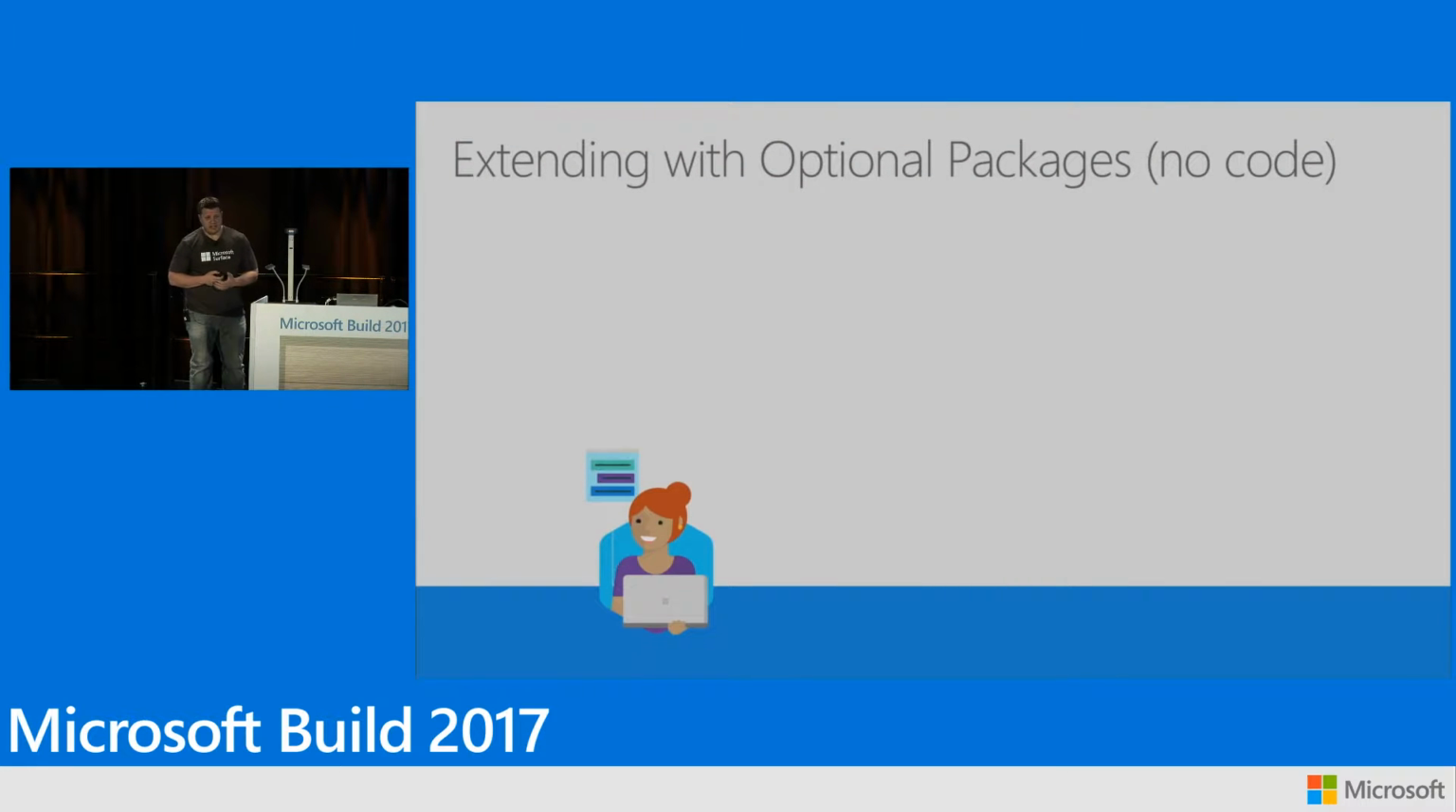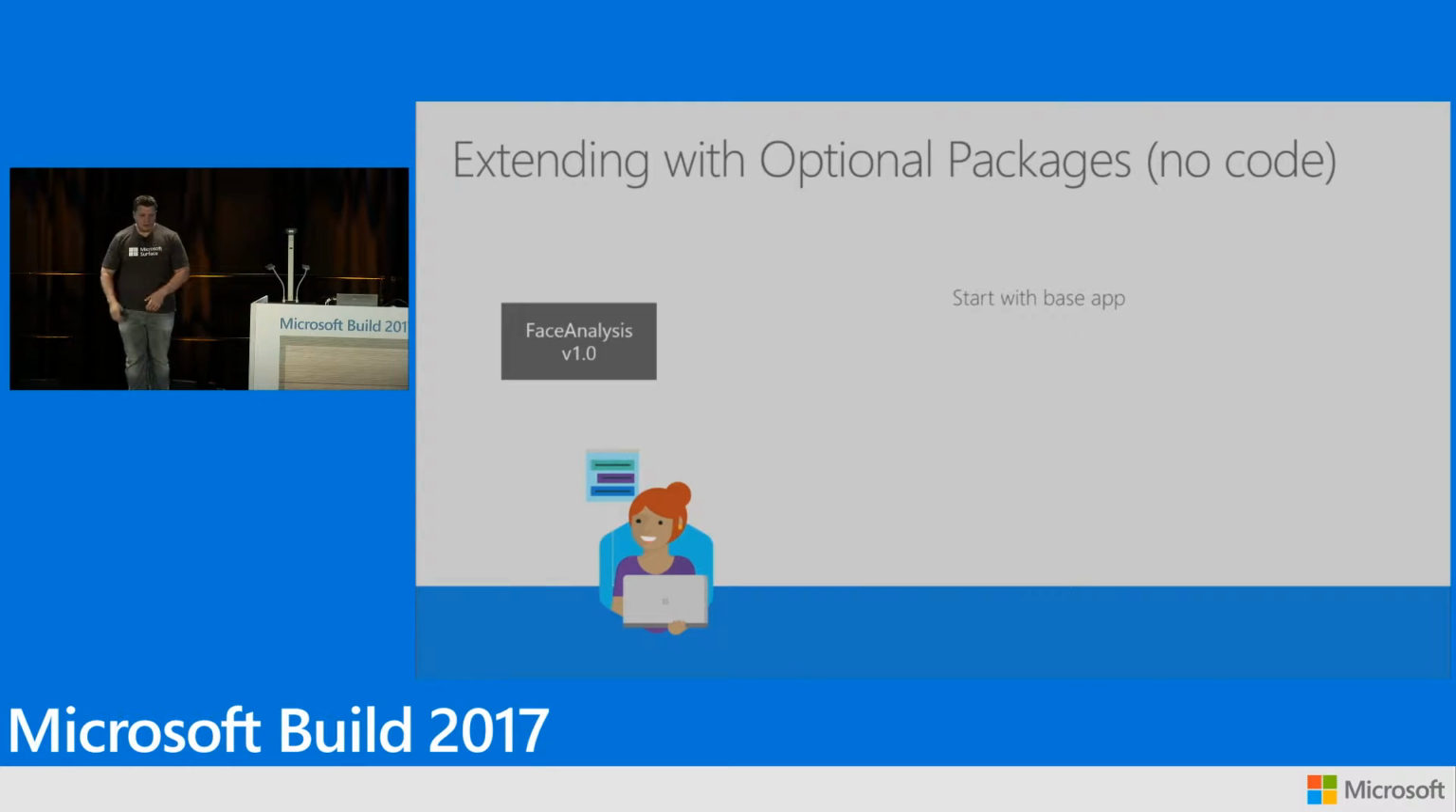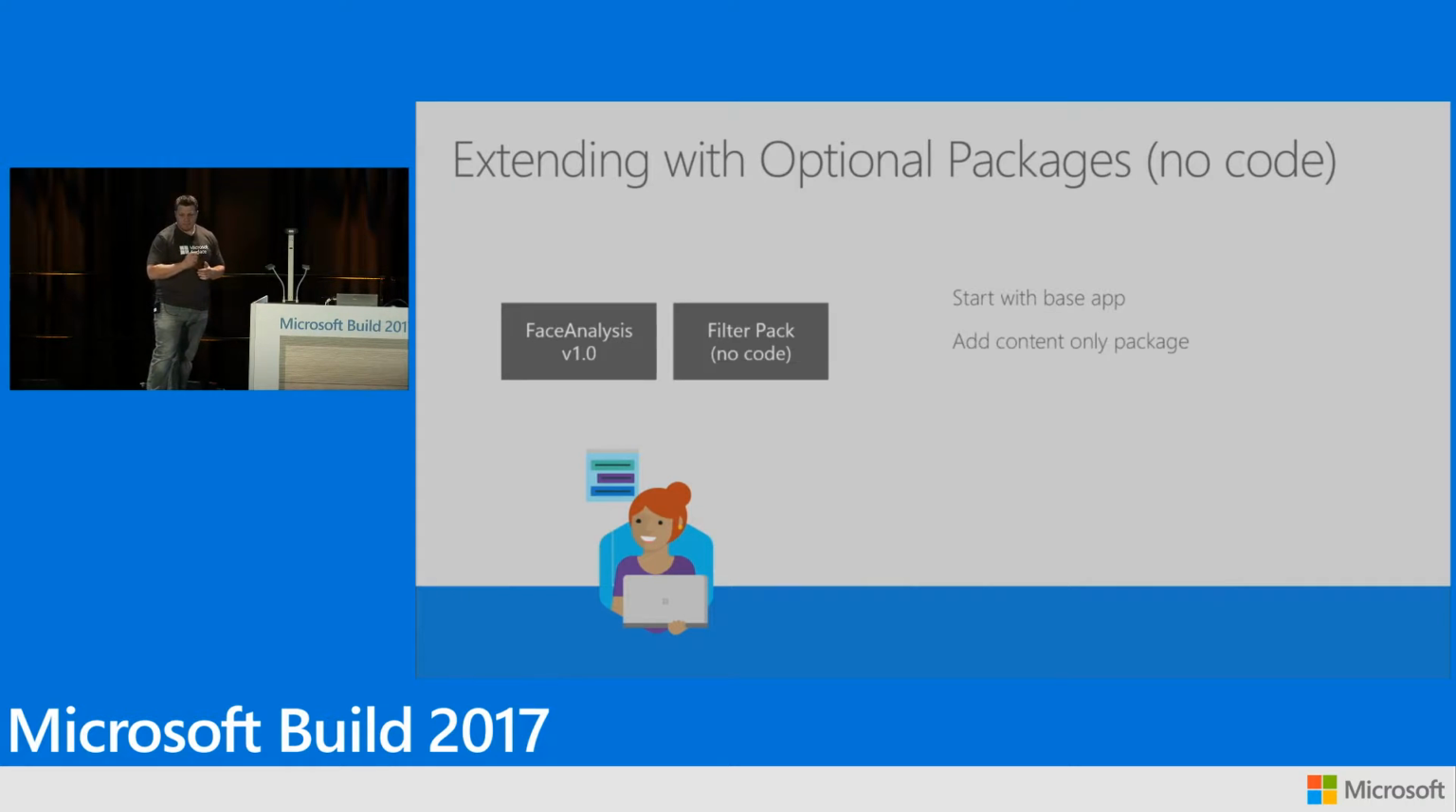So I got some illustrations here I'll walk through that might explain this a little better. Let's go through the most basic example, just extending with an optional package and not using any code, because that's pretty simple. So we have a base app. We have this app that's going to do some face analysis. Sandeep's going to show you some demos of this in a little bit. And then we just have a filter pack.